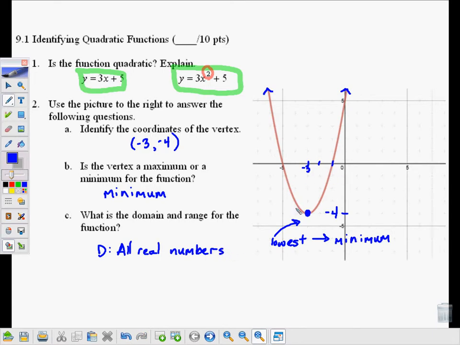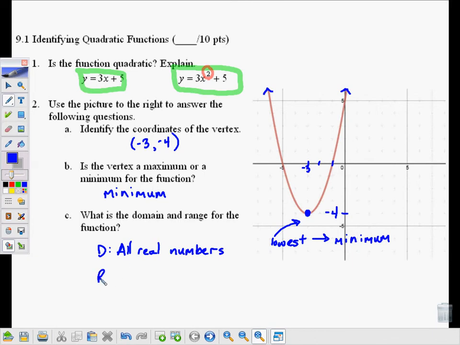For instance, -3 goes with -4. -1 goes with 0. 0 goes with 5. Any x that I put in, there will be a y that goes along with it. Now the part we have to remember is that this graph goes on and on forever, and that can be a little bit misleading because it looks like it stops, but it doesn't.